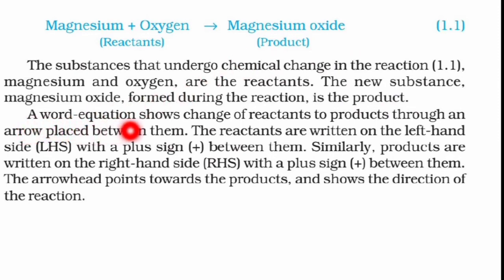A word equation shows change of reactants to products through an arrow placed between them. The reactants are written on the left hand side with a plus sign between them, that is magnesium plus oxygen. Similarly, products are written on the right hand side with a plus sign between them. If any other products are there, then we will use a plus sign for adding them. The arrowhead points towards the products and shows the direction of the reaction. Means when magnesium reacts with oxygen, we get the product magnesium oxide, and the arrow points to the product.